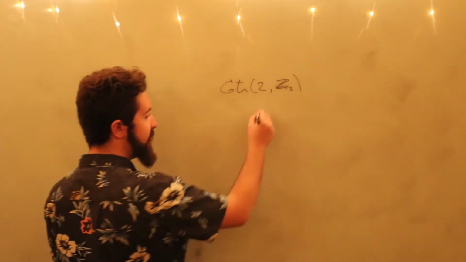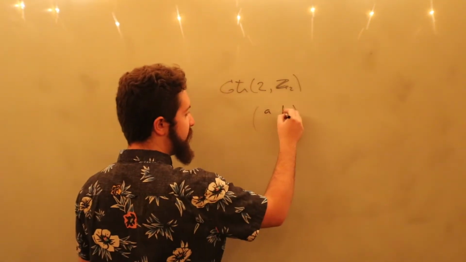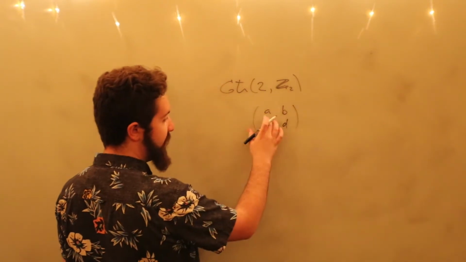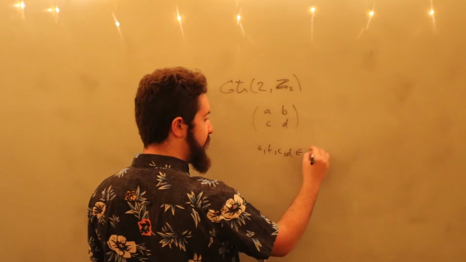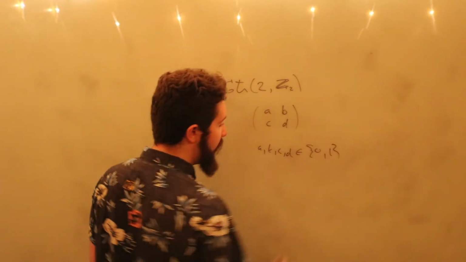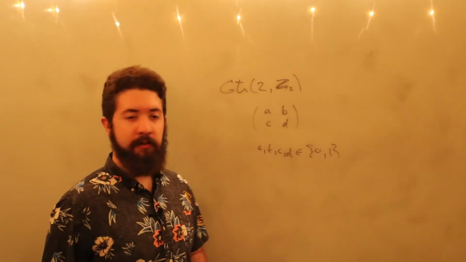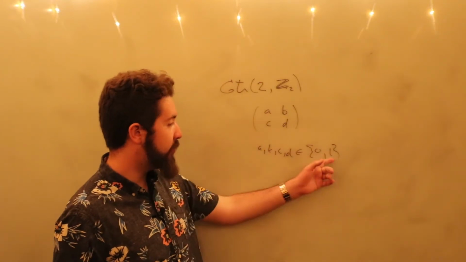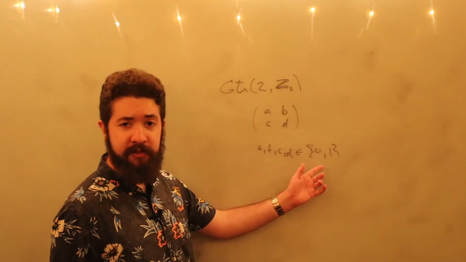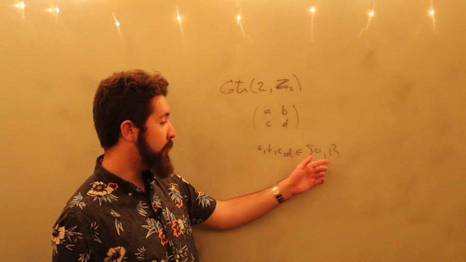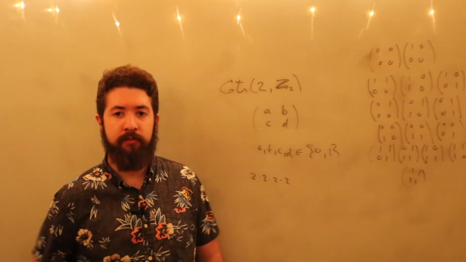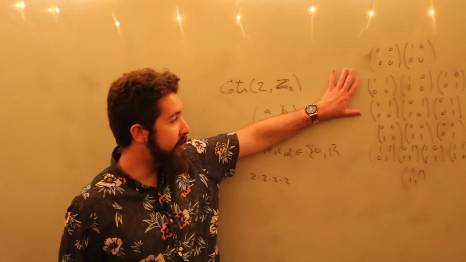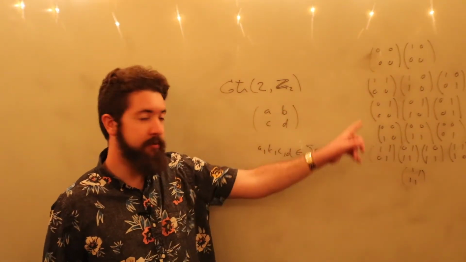What does this consist of precisely? It consists of all 2 by 2 matrices A, B, C, D, such that A, B, C, and D are in the set 0 and 1 under the rules of modular arithmetic, so that 1 plus 1 is 0, 0 plus 0 is 0, 0 plus 1 and 1 plus 0 are both 1, right? It's Z2. All right, so I wrote all the binary valued 2 by 2 matrices right over here.